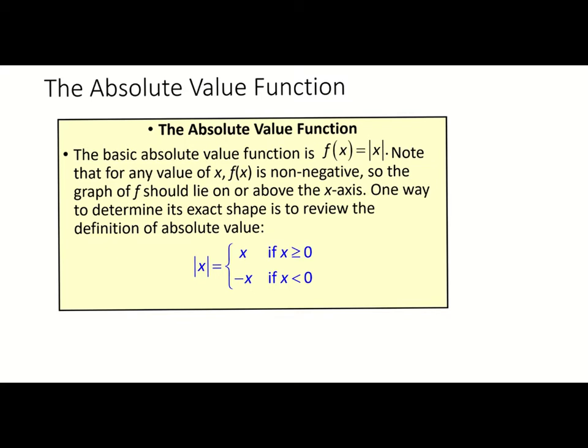Okay, so now the next type of function we're going to look at is the absolute value function. The absolute value function is f of x equals, again, the absolute value of x. And it works for any value of x. F of x is non-negative, which means y can't be negative, because if you're taking the absolute value of something, it's always going to be positive. You have no negative distances. So the graph should lie on or above the x-axis.